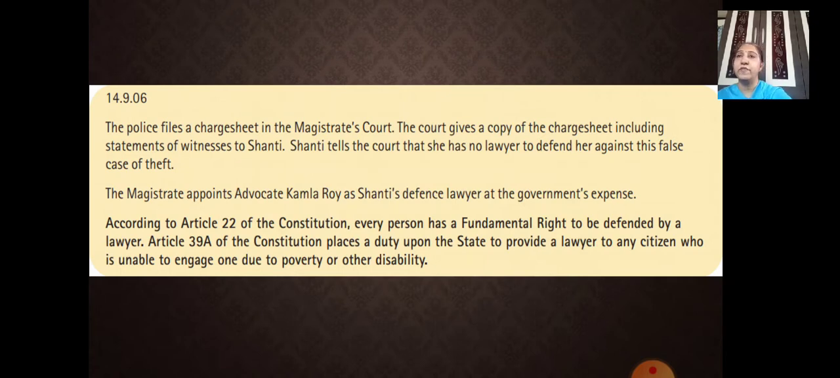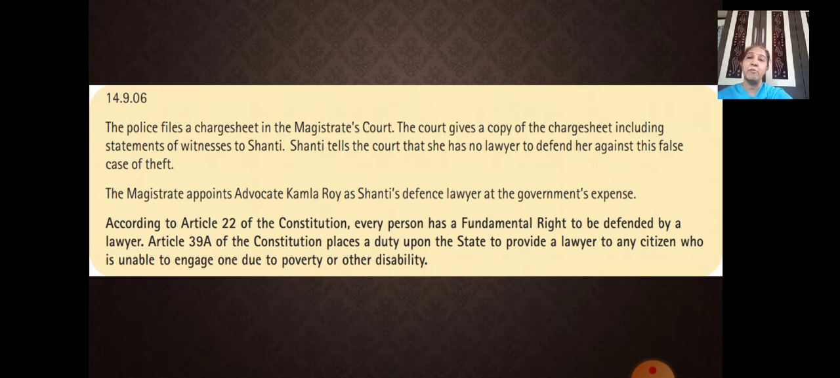Then on 14th of September, what happens? The police file a charge sheet in the magistrate's court. The court gives a copy of the charge sheet, including the statements of witnesses, to Shanti. Shanti tells the court that she has no lawyer to defend her against this false case of theft. She is not able to afford any lawyer, so she said this in the court. So what did the magistrate do? The magistrate appoints the advocate Kamla Roy as Shanti's defense lawyer at the government's expense.